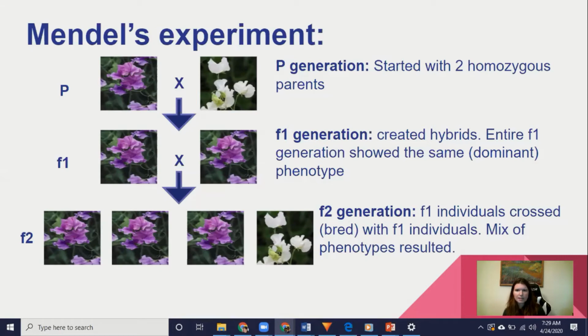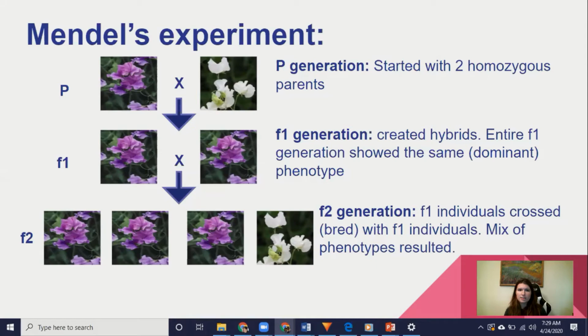Okay. So he started with two of these parents, which he called true breeding, but we know that this means that they were two homozygous parents. So the purple one was homozygous dominant, the white one was homozygous recessive. He named that generation the P generation. So basically they're the grandparents in this situation, but he thought of them as the parental generation. So that's what the P is about.